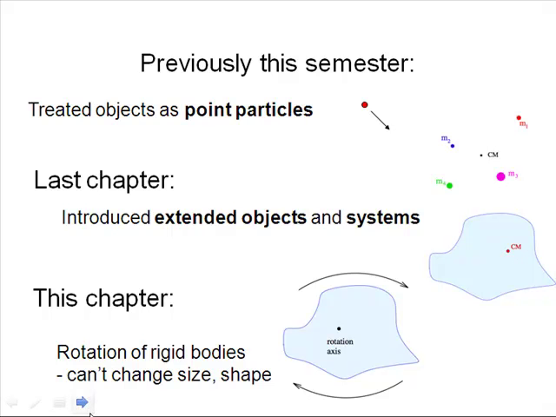So in this chapter, we're going to discuss the actual rotation of an object as it spins around. We're still going to worry about the size and shape, but we're not going to worry about the possibility that it can change its size or shape.